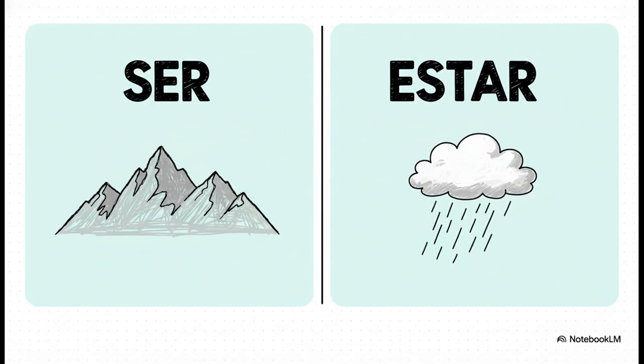So what's the difference? Well, here's the crucial thing you need to remember. Ser is for the permanent stuff, the essential characteristics of something. Think, I am tall, yo soy alto. But estar, that's for the temporary things, for states and locations. Like, I am tired, yo estoy cansado. So one describes what you are, and the other describes how or where you are. Just keep that distinction in your back pocket.